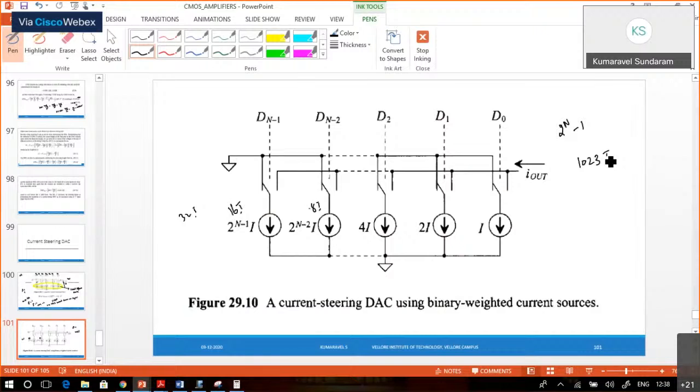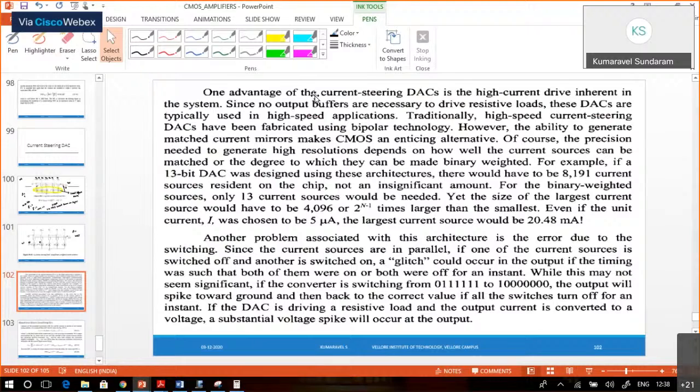So what is the drawback in both of these? One advantage of the current steering DAC is the high current drive inherent in it. Since no output buffers are necessary to drive a resistive load, these DACs are typically used in high-speed applications. In a current steering DAC, based on the resolution, the architecture is going to change, whether you give a thermometer-based representation as input or binary type.